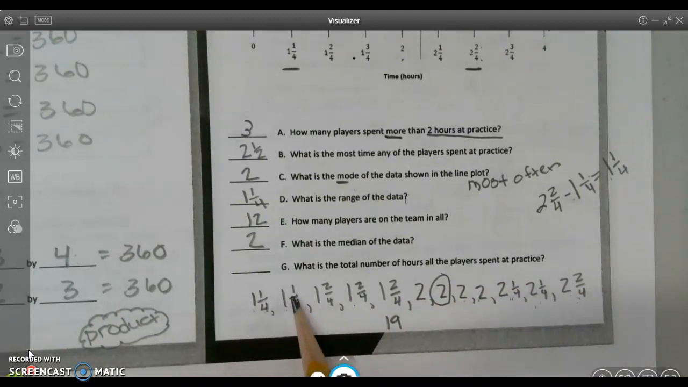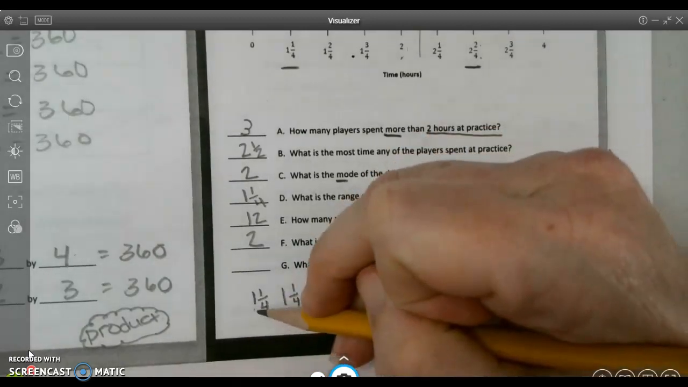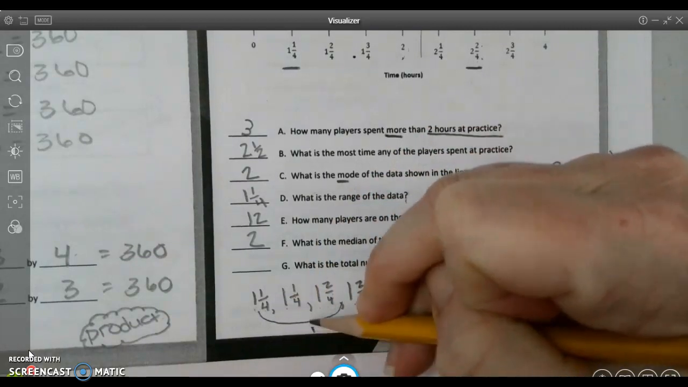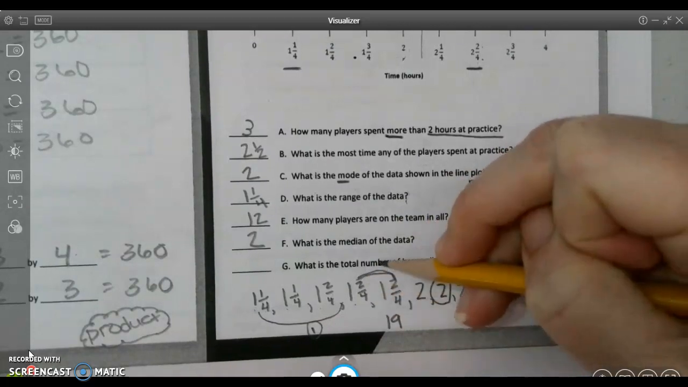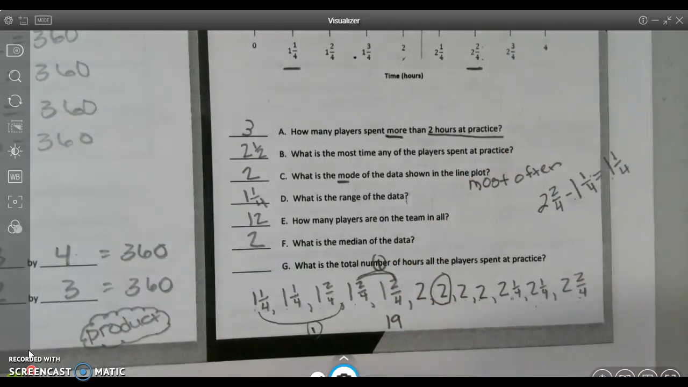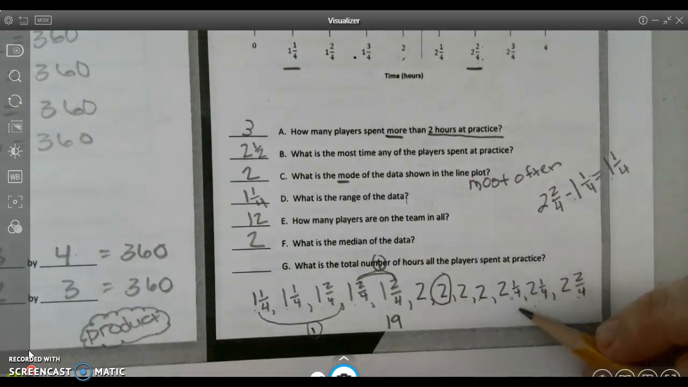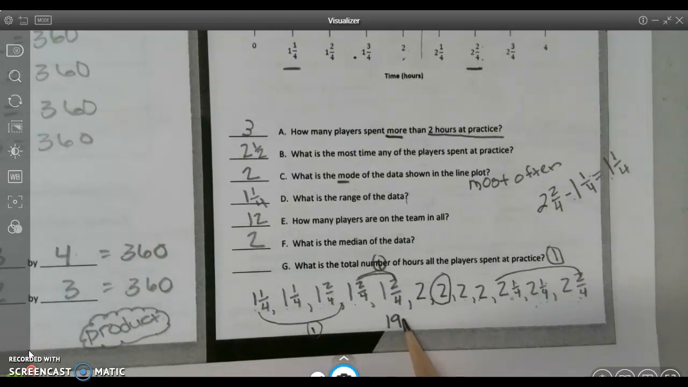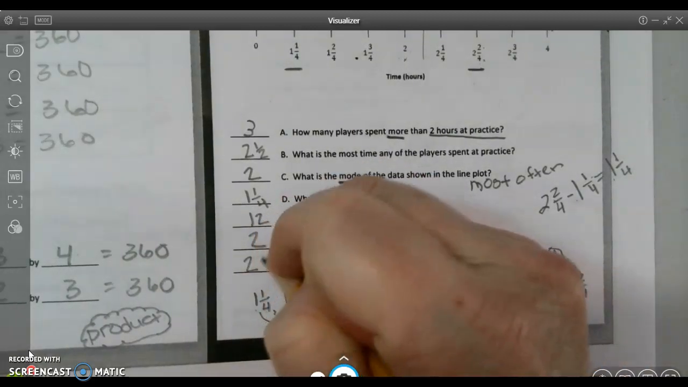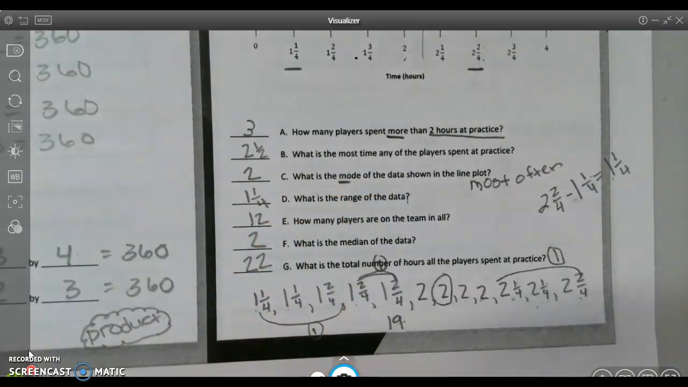So 1/4 plus 1/4 is 2/4, plus another, so right here, those fractions equal 1 whole. These 2 fractions right here equal 1 whole, right? And 1/4 plus 1/4 is 2/4, plus another 2/4. These fractions equal a whole. So I had 19, 20, 21, 22. So they spent a total of 22 hours.